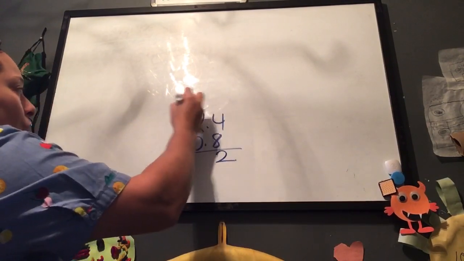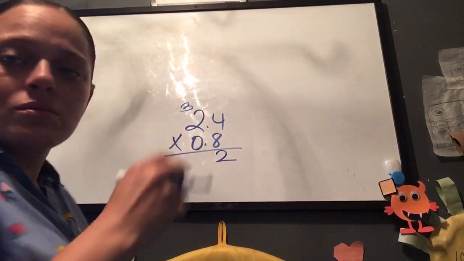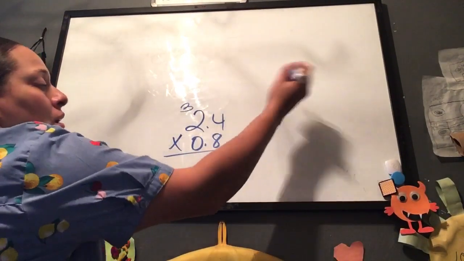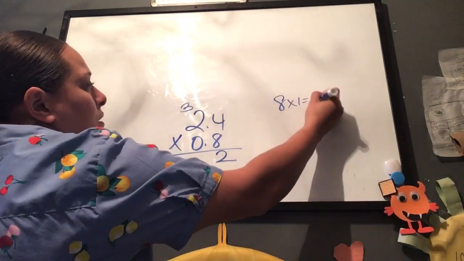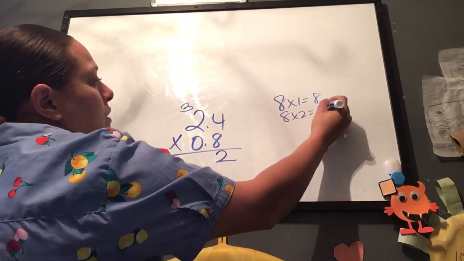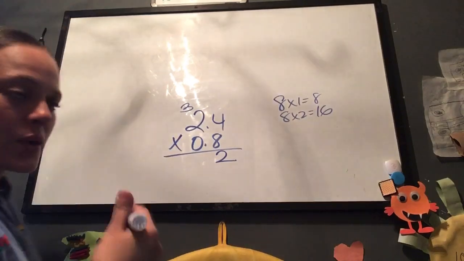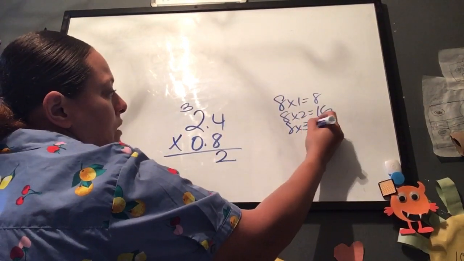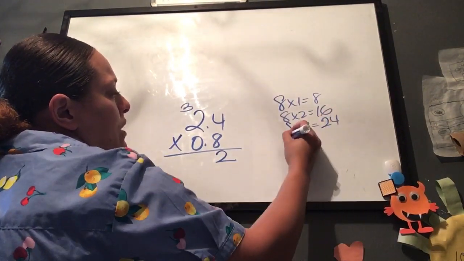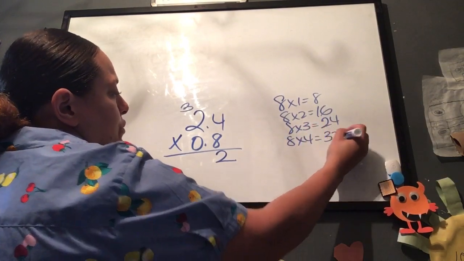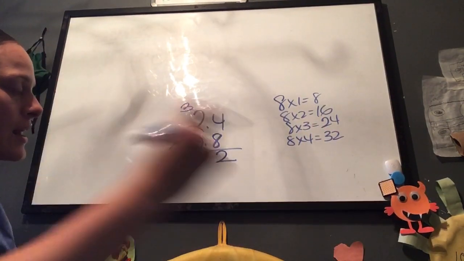Again, don't feel rushed. If you don't know your times tables, feel free to work on the end over here. If I were you, I would do 8 times 1, 8 times 2 equals 16, things like that to help you get better. Let me write the next one. 8 times 3 is 24, and 8 times 4 equals 32. At least until you get it like this, right?